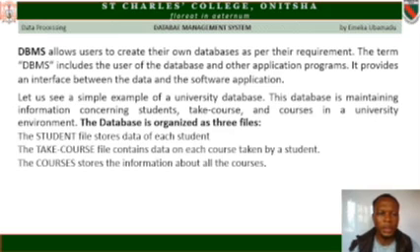Now let us see a simple example of a university database. This database is maintaining information concerning students, takers, and courses in a university environment. The database is organized as 3 files. The student file stores data of each student. The take course file contains data on each course taken by a student. Then the courses file stores the information about all the courses.